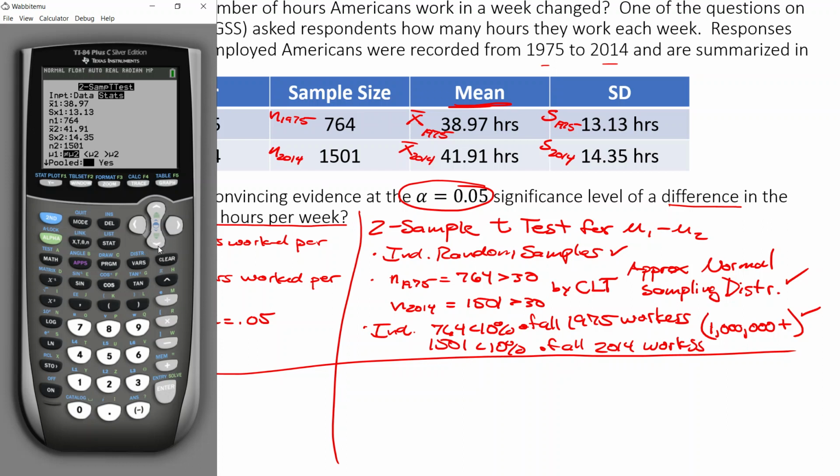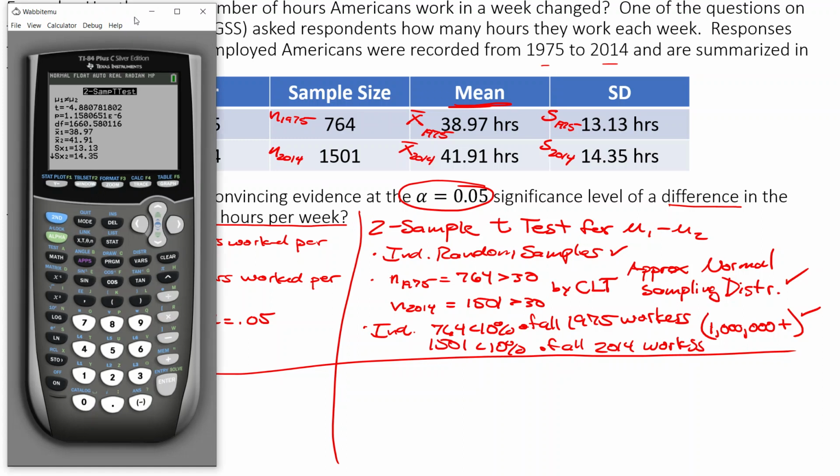And we want not equal to each other. We want to see if they're different. That was our alternative hypothesis. And there we go, calculate. Oh boy. Negative 4.88 for our t.